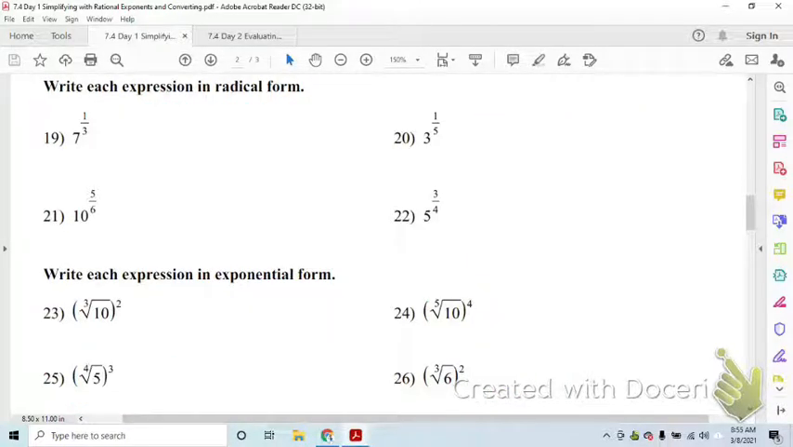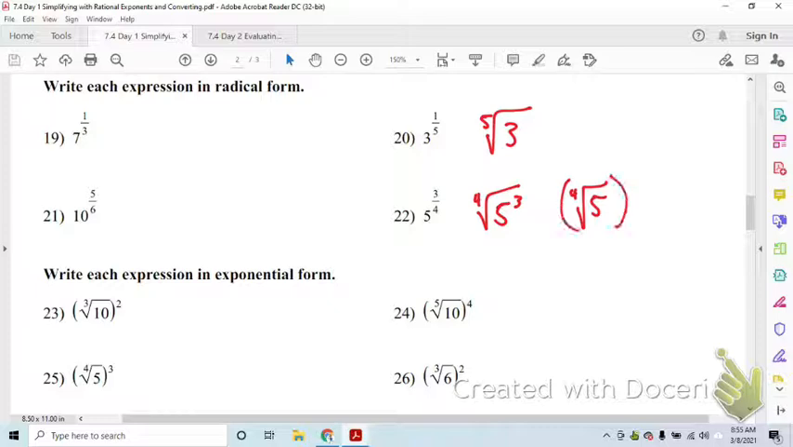All right, now I'm only going to do a few of these. This is the 5th root of 3. That's really all you need to do there. This will be the 4th root of 5 to the 3rd, or the 4th root of 5 to the 3rd power. Okay, and down here, number 24. Let's do 24. This will be 10 to the 4/5 power. That 4 goes up top. This 5 is the denominator, and then this would be 6 to the 2/3. All right?